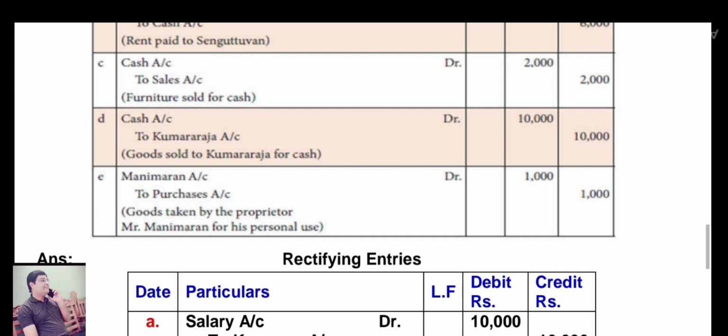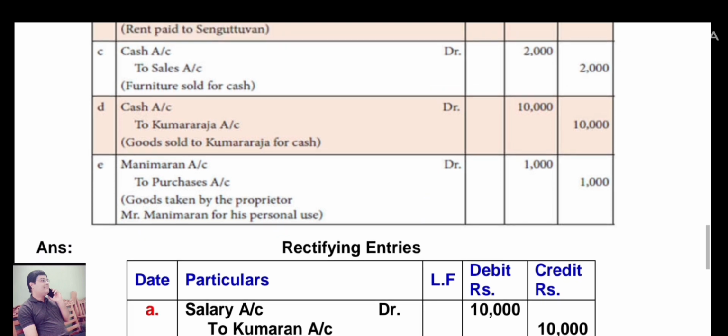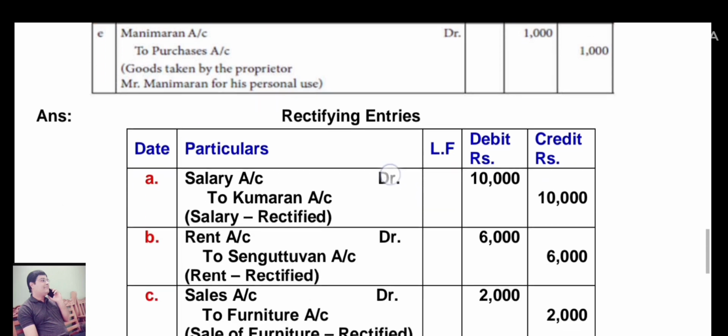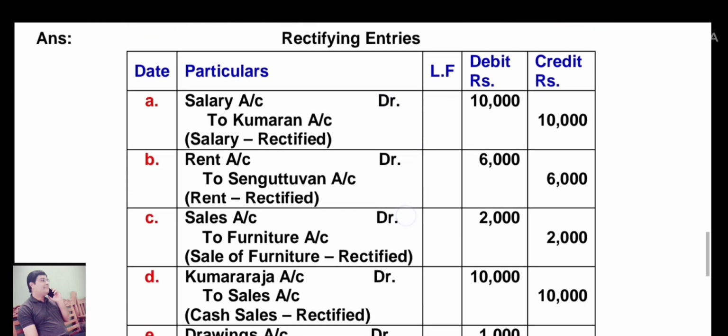So the answer is cash to furniture in the original entry, but instead of furniture we wrote sales. So when "to sales" is given in the question, we have to write on the opposite side. See the answer C, sales account debit to furniture account, because furniture account is always written on the credit side. We sold furniture, so furniture goes out. So we have to rectify, so sales account should be debited.